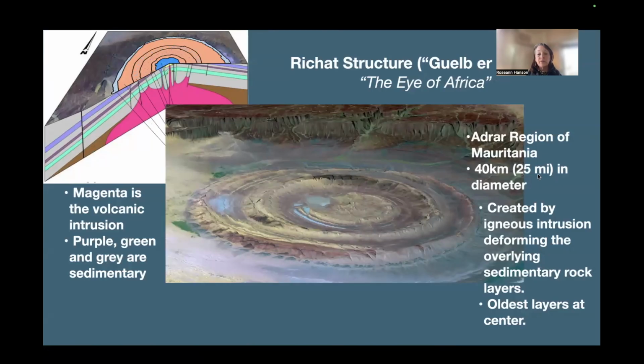So it's 25 miles in diameter. So it is an igneous intrusion deforming outer layers of sedimentary rock. So the oldest rock's at the center. The igneous is this magenta here that you see pushed up and helped create this formation. These outer layers are sedimentary. The very, very center is igneous.